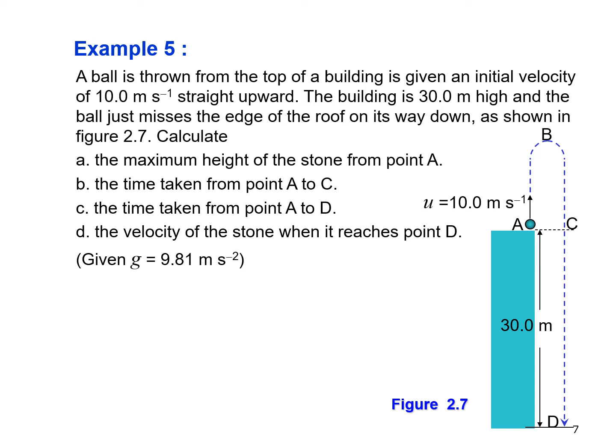So the motion will be moving upward until it reaches a maximum point B, and then change direction. Point C will be equivalent to point A, and then it further travels down to point D, which will be 30 meters below the building. For A, they want to calculate the maximum height of the stone from point A; B, the time taken from A to C; C, the time taken from point A to D; and D, the velocity of the stone when it reaches point D.